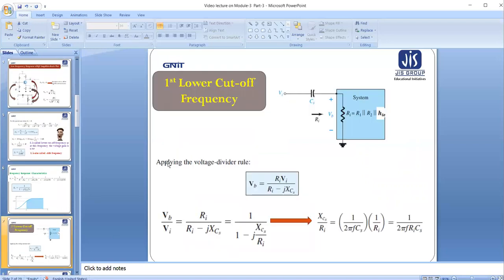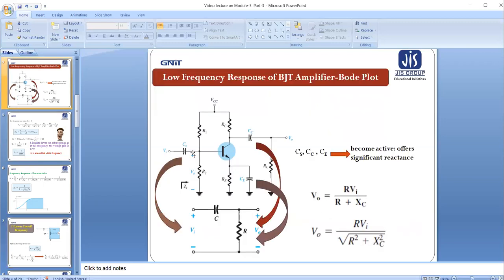First we shall deduce the lower cutoff frequencies of this BJT common emitter amplifier. We see that there are three capacitors, so each capacitor will determine an individual lower cutoff frequency. When I consider this CS, it will determine the first lower cutoff frequency, this CC will determine the second lower cutoff frequency, and CE will determine the third lower cutoff frequency.